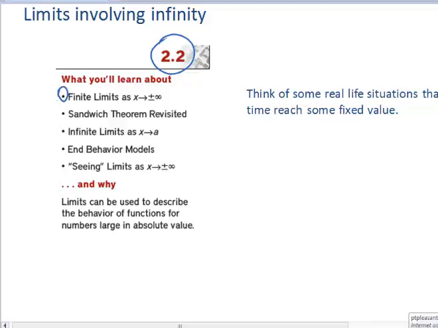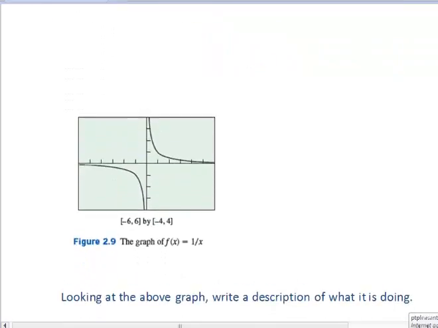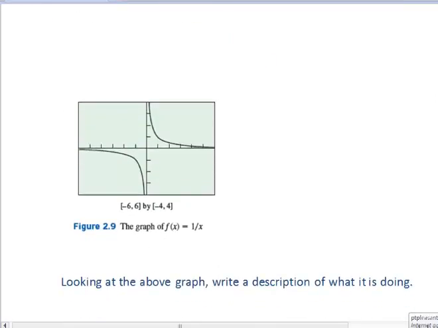The objectives that we're working on today were finite limits as x approaches positive and negative infinity, the sandwich theorem, and end behavior modeling. So this video is really for the purpose of catching up on these topics. What we first did was look at a graph of a function that we know pretty well, the hyperbolic function.